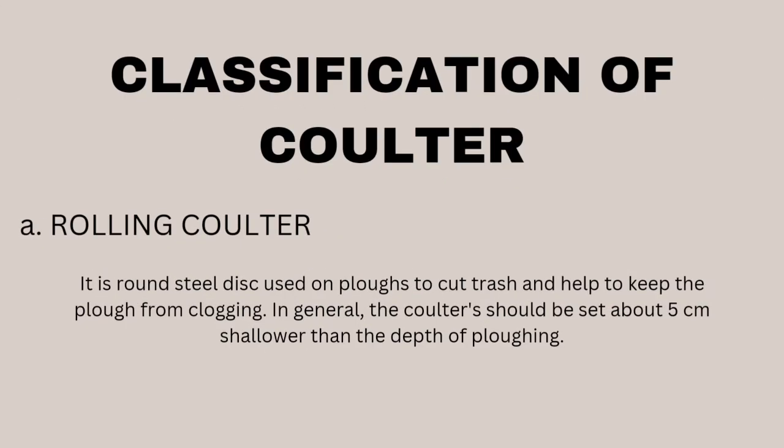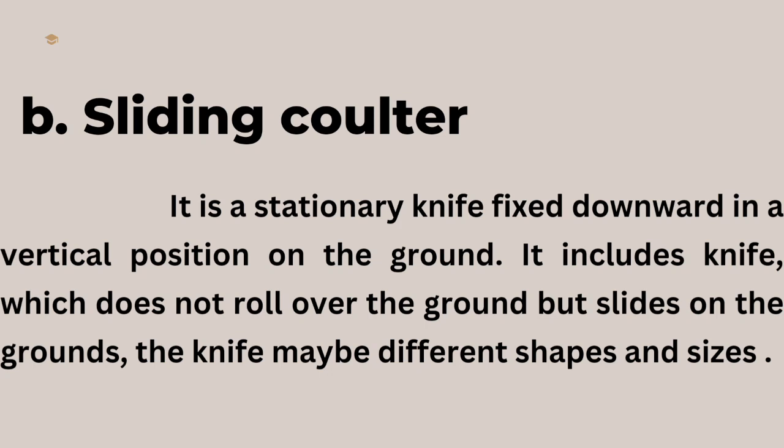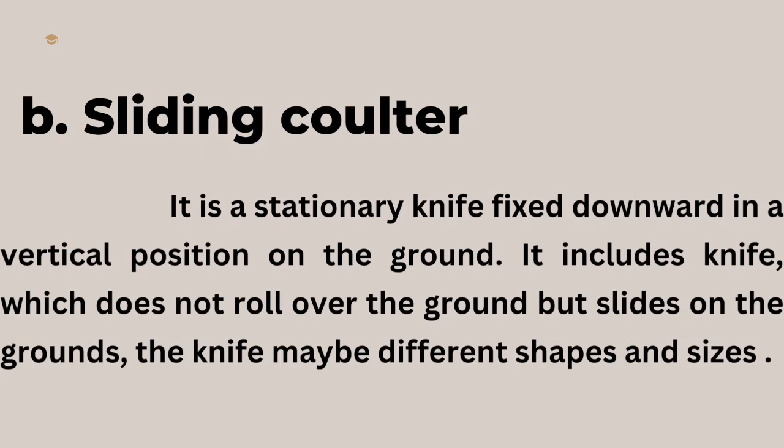Classification of coulter. Rolling coulter. It is a round steel disc used on plows to cut trash and help to keep the plow from clogging. In general, the coulter should be set about 5 cm shallower than the depth of plowing. Sliding coulter. It is a stationary knife fixed downward in a vertical position on the ground. It does not roll over the ground but slides on the ground. The knife may be of different shapes and sizes.